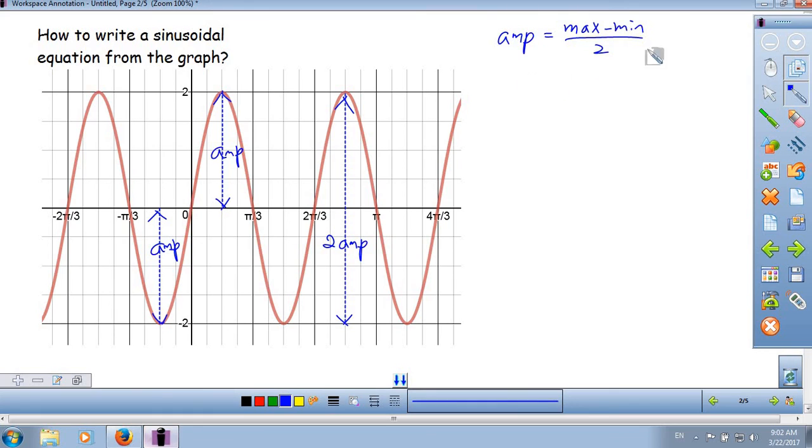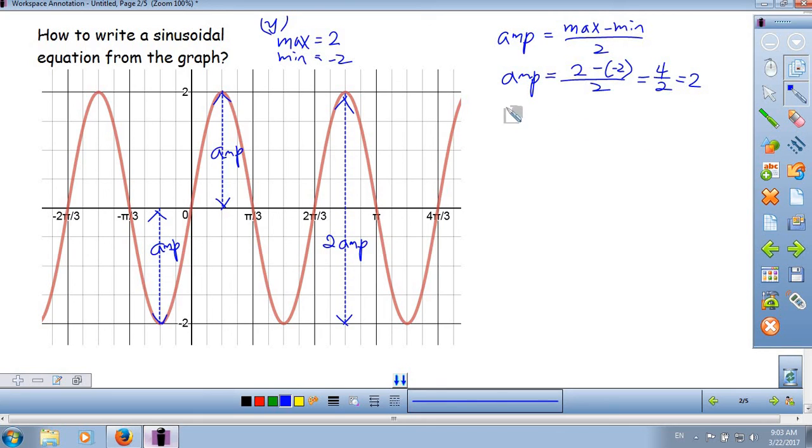So in this case, we can identify the maximum value. The maximum y value, not x value, is going to be 2. The minimum y value in this case is -2, as you can see. So the amplitude will simply be 2 minus -2 divided by 2. 2 minus -2 is 4, and 4 divided by 2 happens to be 2 as well.